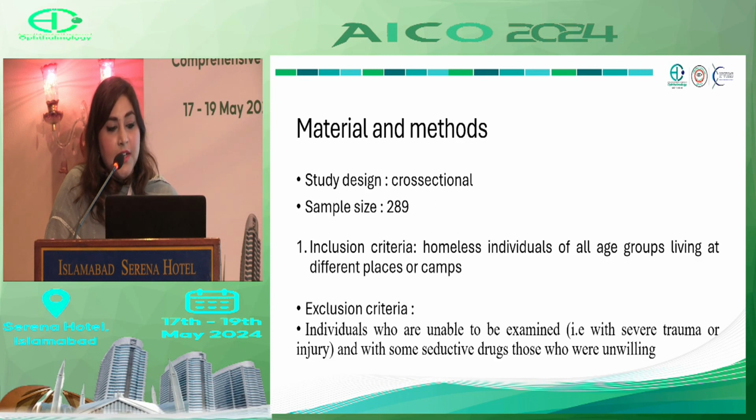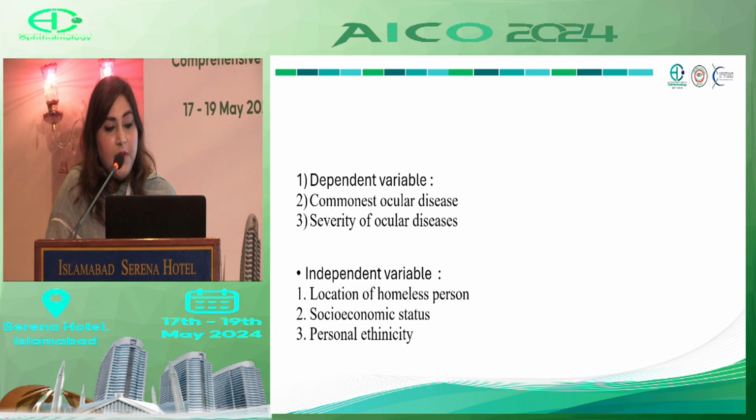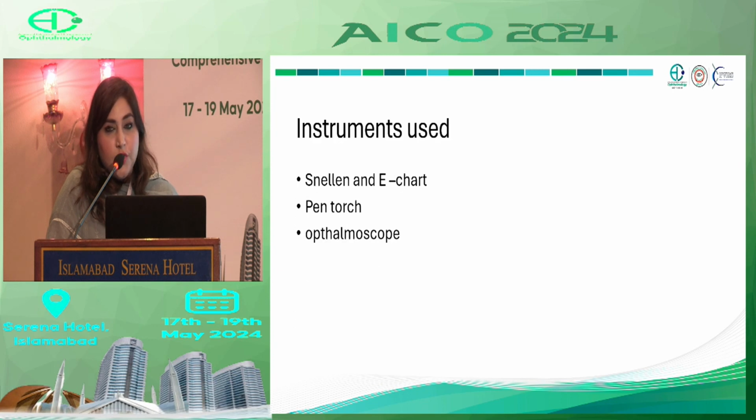These are the materials and methods. The study design was cross-sectional. The sample size included all age groups, males, females, and kids, 289 people in total. Inclusion criteria: all homeless individuals of all age groups, living at different places, whether on roadsides, in shelter homes, or in camps. Excluded were those who were not willing to be examined, or those who had some sort of severe trauma or injury, or were under severe sedative drugs. Dependent variables: the commonest ocular disease and the severity of ocular diseases. Independent variables: location of the homeless person, socioeconomic status, and personal ethnicity. Instruments used to take vision and for the different eye examinations were a pen torch, ophthalmoscope, and Snellen and E-chart.